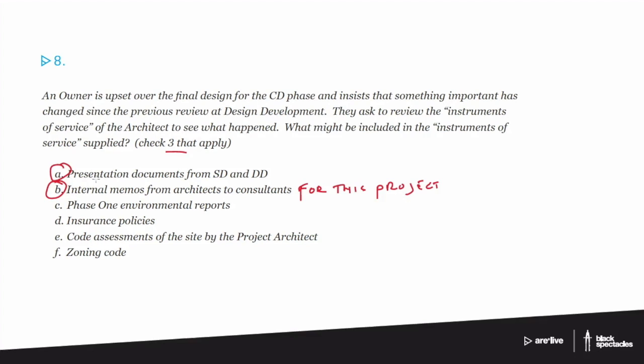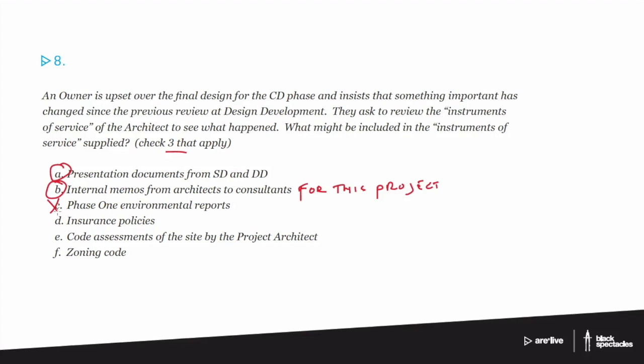How about the phase 1 environmental reports? Nope. And why not? Because the owner is the one who gets the phase 1 and phase 2 environmental reports. The architect does not. Therefore, you would not be giving them back the information that they gave to you. In fact, you don't want to give them that information.